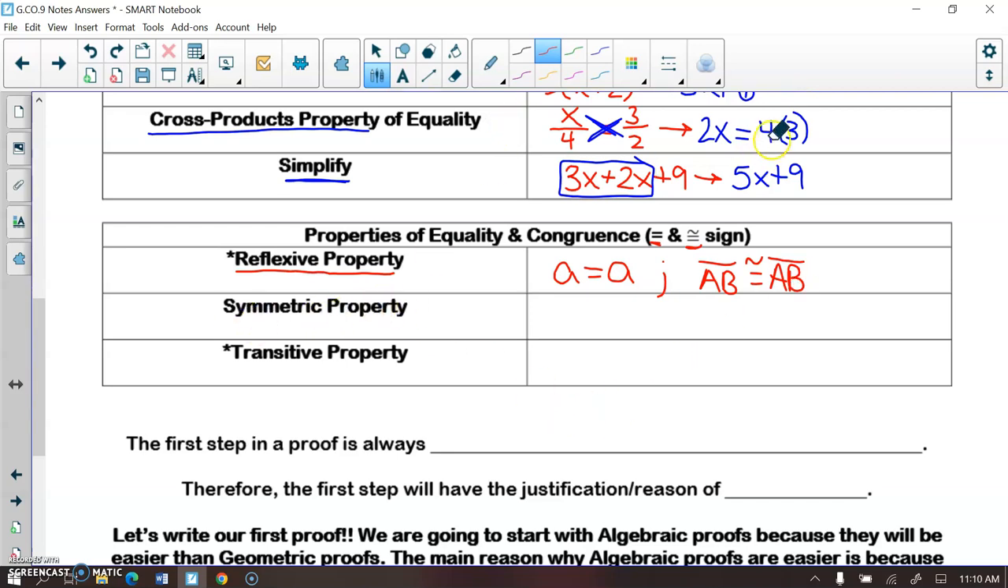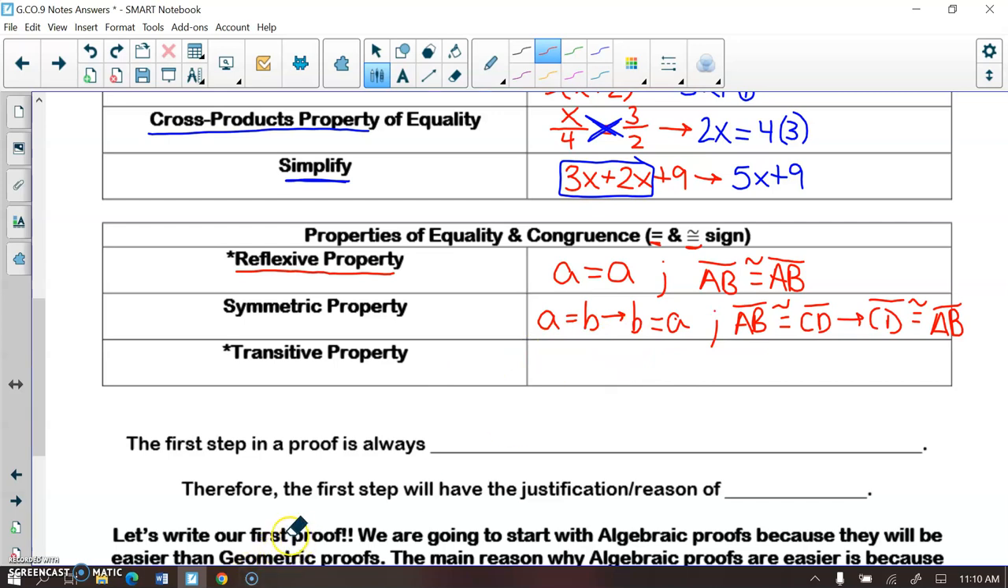Now the symmetric property, we're not going to use that often. In fact, it's not one that I'm super concerned about you knowing. However, the symmetric property basically states that if I have A is equal to B, that also means that B is equal to A. Or if I had, let's say, a congruent symbol, if I had AB is congruent to CD, that also means that segment CD is congruent to segment AB. So basically, it's just a mirror of each other.